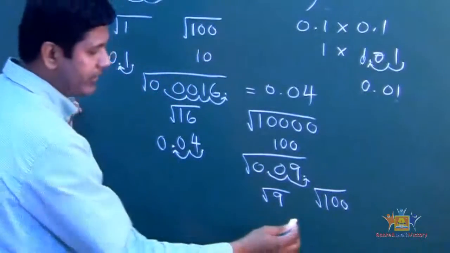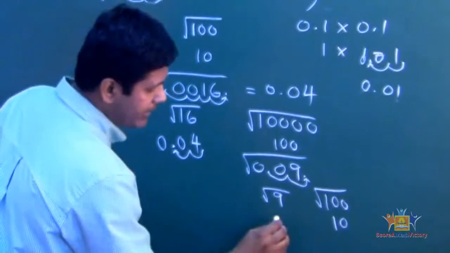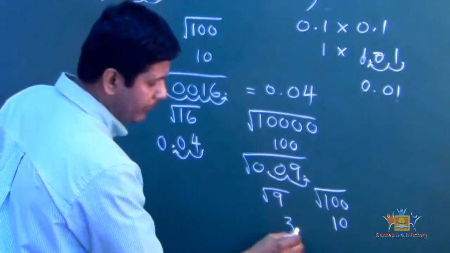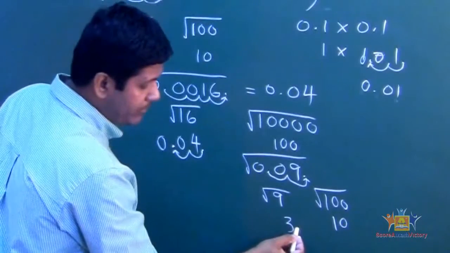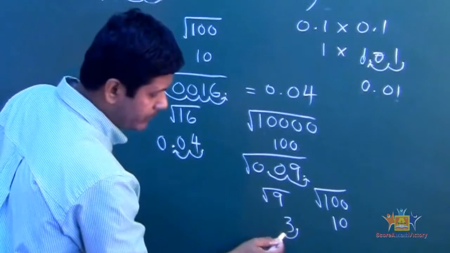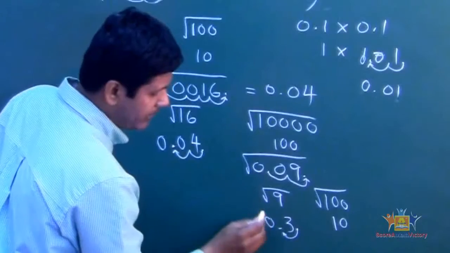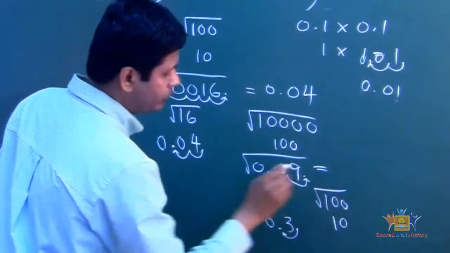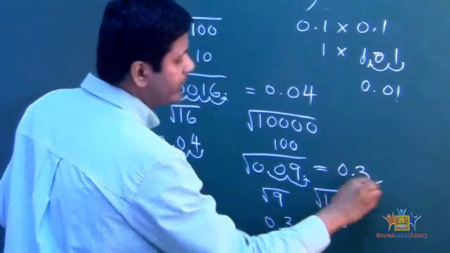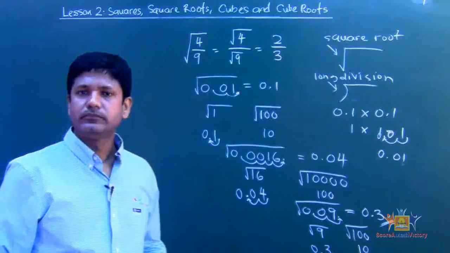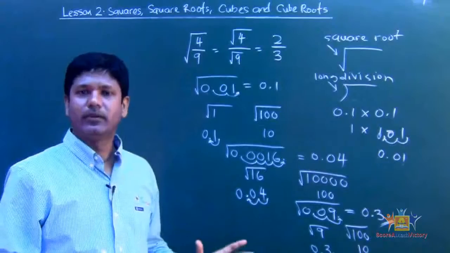What is the square root of 100? 10. What is the square root of 9? 3. I put a decimal right there. 10 has how many zeros? 1. Move it how many times? Once. Only once. Then put the decimal right there. So it becomes 0.3. So the square root of 0.09 is 0.3. That's it. Very easy. Okay, let's do another one.